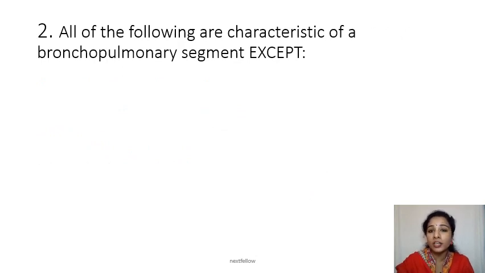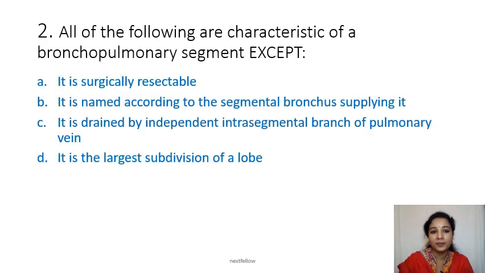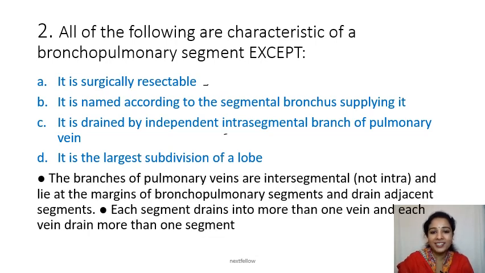All of the following are characteristic features of a bronchopulmonary segment except: they are surgically resectable, of course, it is correct. It is named according to the segmental bronchus supplying it. It is drained by an intersegmental branch of the pulmonary vein. Then intrasegmental is given here. It is the largest subdivision of a lobe. So the answer would be what? Yes, C is the answer.